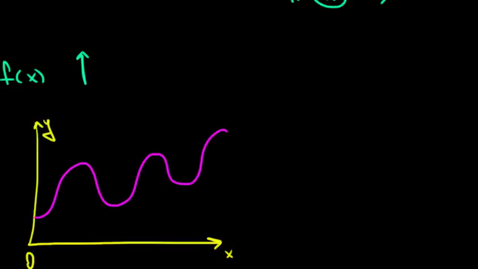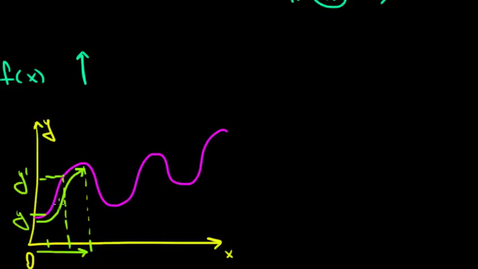Well, where is the function increasing? The function is increasing when y takes higher and higher values. For instance, the function is going up on this range over here. So we can see that as x increases, x goes to the right, the y values get higher and higher. For this x value, we have this following y value. For this x value, we have a higher y value, and so on.